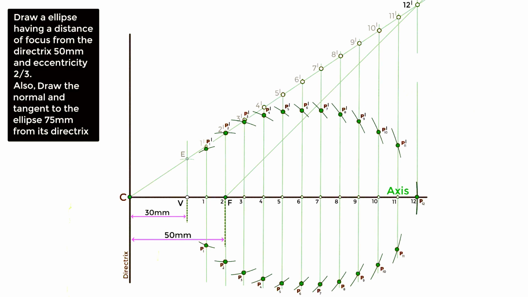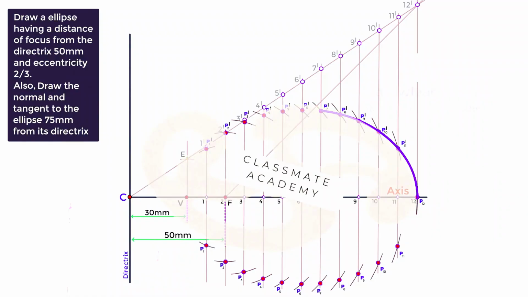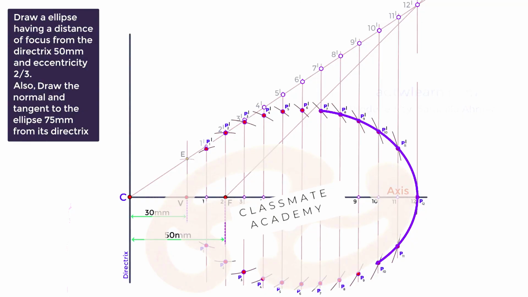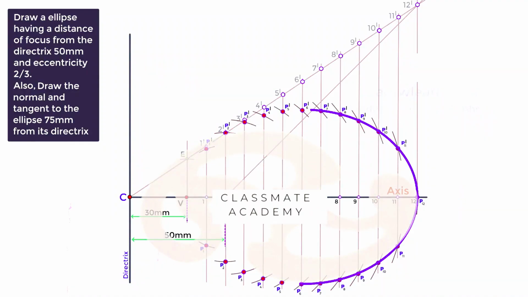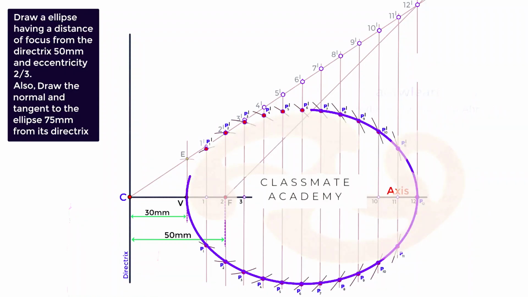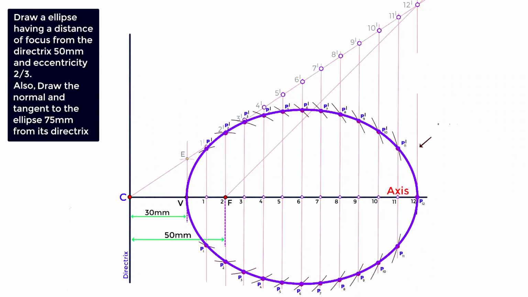After getting these P points, to get an ellipse, draw a line passing through these points. To draw the curve, we will make use of French curves. Make sure all the points are touching this French curve while drawing the curve. This is the final ellipse, using the eccentricity method.